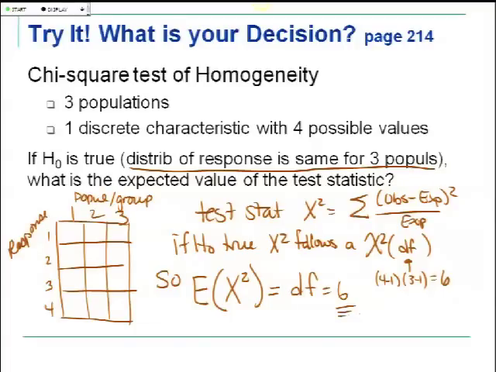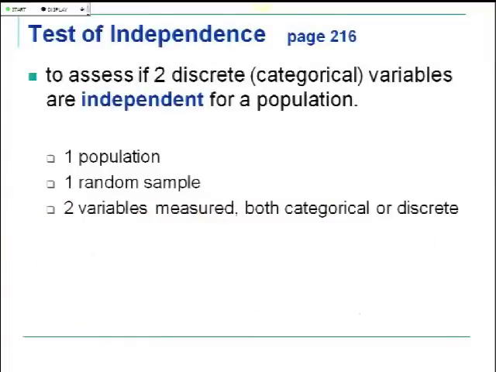We have one final test to go through. It is called the test of independence. The data is going to look the same in an independence test as in a homogeneity test. You can already see the example we're going to look at on that page 216. It's a two-way table of counts. But the background to the problem is different. The question and how it's asked, the researcher's questions, usually phrased a little differently too.